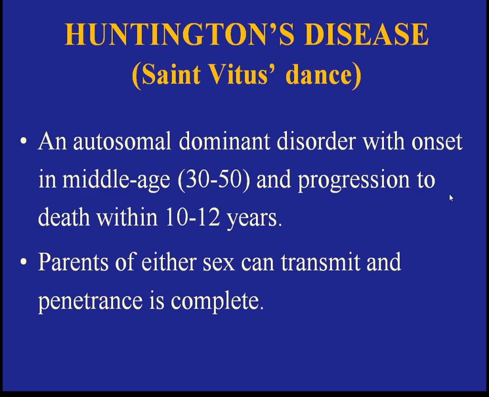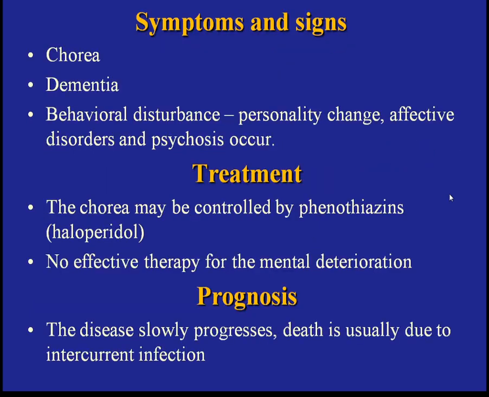It is an autosomal dominant disorder with onset in middle age, 30-50 years, and progression to death within 10-12 years. Parents of either sex can transmit, and penetrance is complete. Symptom complex: chorea plus dementia, maybe plus behavioral disturbance. Personality change, affective disorders, and psychosis occur.